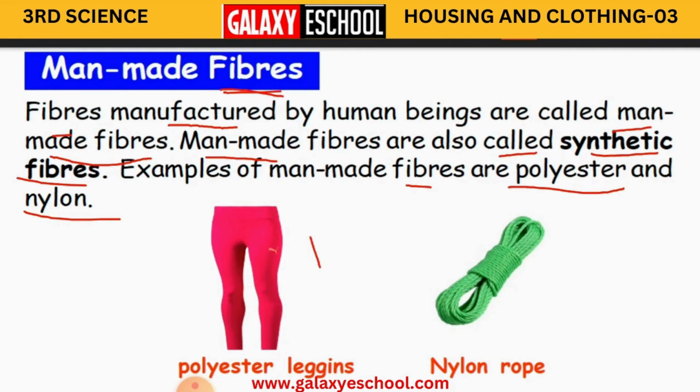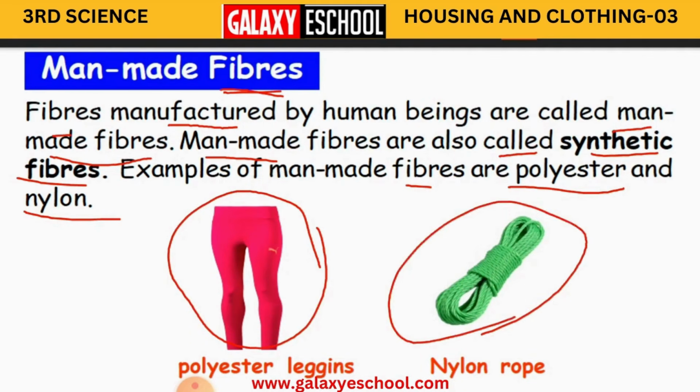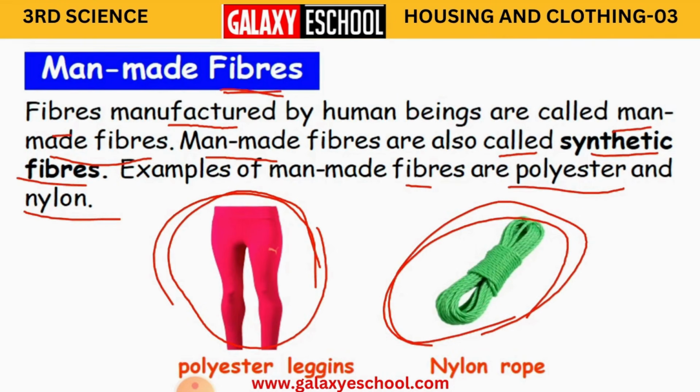For example, here you see polyester leggings. And here a nylon rope. To dry our clothes, to hang our clothes, we use this rope, and that is nothing but a nylon rope. This cloth is polyester. You can make many types of dress materials with polyester material, children. So what are the examples of man-made fibers? They are polyester and nylon.